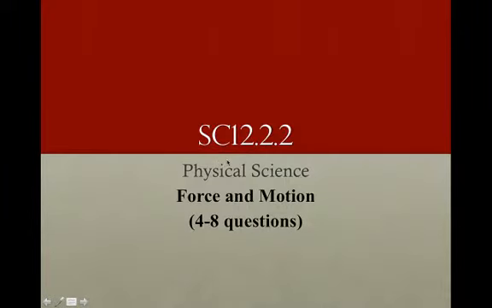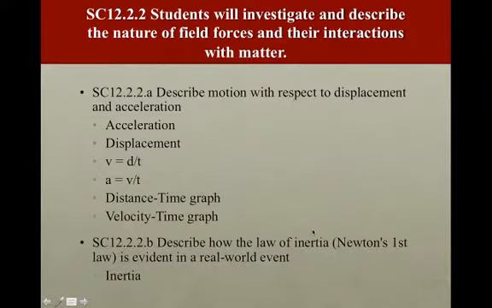Okay, force and motion is strand 2. This will be stuff you learned in physical science, the physics part of physical science. So describe motion with respect to displacement and acceleration. Acceleration is a change in velocity over a time period. And displacement, it affects velocity. Velocity is the change in displacement over time.